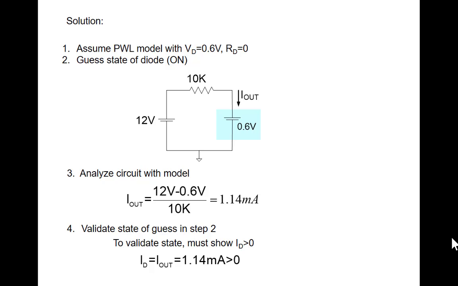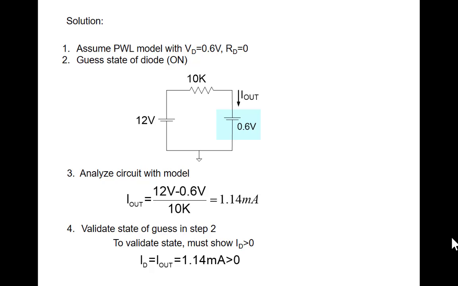Now I've got to validate the state. And the conditions for the diode being on was what? What was the condition for the diode being on? We had the equation that says ID is equal to 0 if VD is less than 0.6 volts, and VD is equal to 0.6 volts if ID is bigger than 0. So here's the model and here's the condition, right?